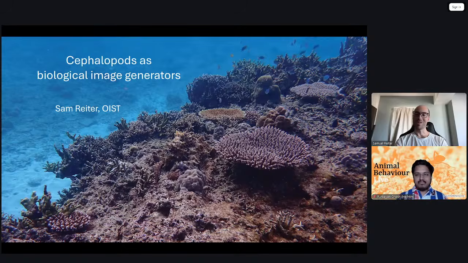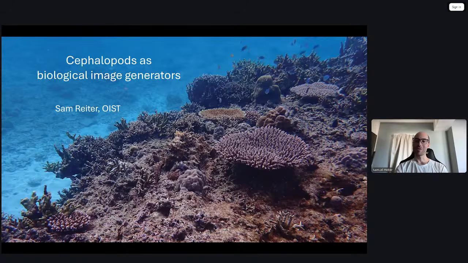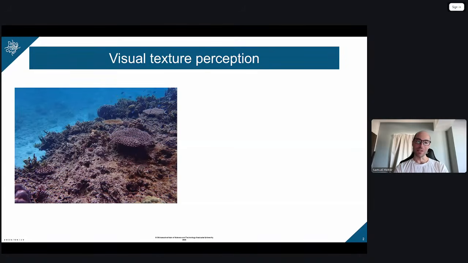Thank you for giving me the opportunity to tell you a little bit about our work, and especially, coming from someone who's living on a small Pacific island, it's great to be able to do this online. So today I'll tell you about cephalopods as biological image generators. Take a look at this image of the Okinawan reef. If you're good, you can see the octopus in the image.